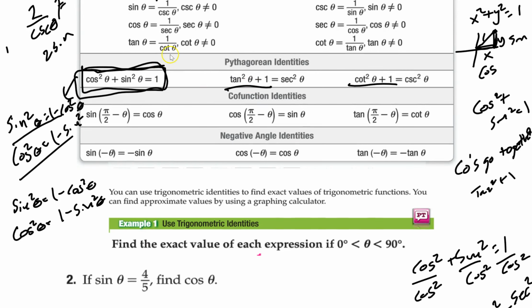So the real trick is, know cosine squared plus sine squared equals 1. That's all you need. If you know that one, then you can find these two, then you can divide them and get these two. That's the key.